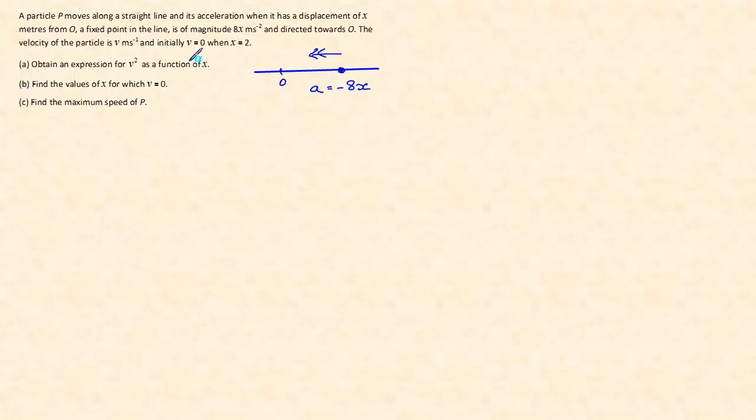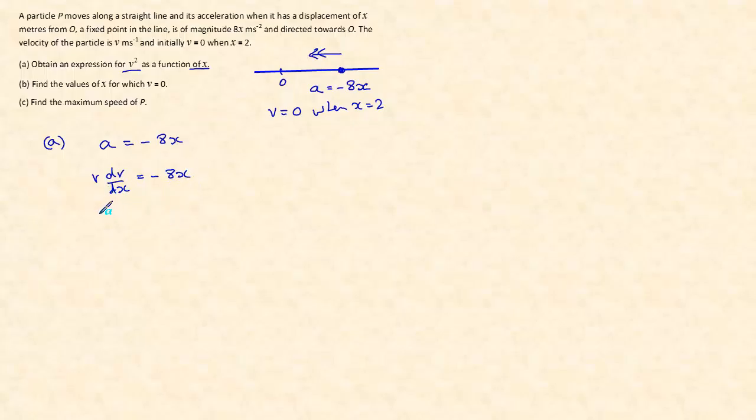8x. We're told that V is 0 when x equals 2. And in part A, we want to obtain an expression for V squared as a function of x. So acceleration is negative 8x. So V dV dx is negative 8x.